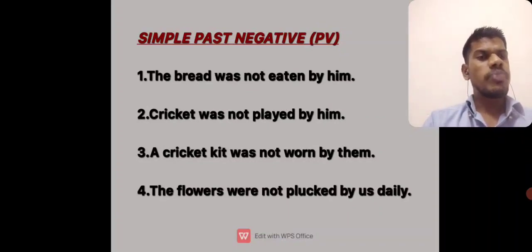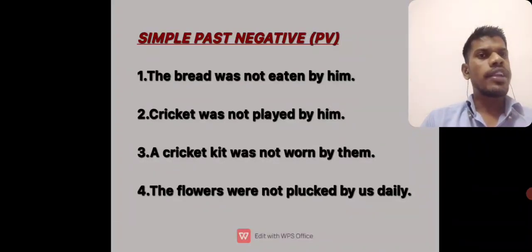Then cricket was not played by him. Here also first the object, then the be form, then not, that is the negative word, then V3 followed by the preposition by, then the subjective pronoun becomes the objective pronoun, that is he becomes him. Same for the third sentence. Fourth sentence, you see there is a difference. What is the difference here? I have used the be form plural past. Why? Because here the object is plural, so I have taken the past plural be form. The flowers were not plucked by us daily.